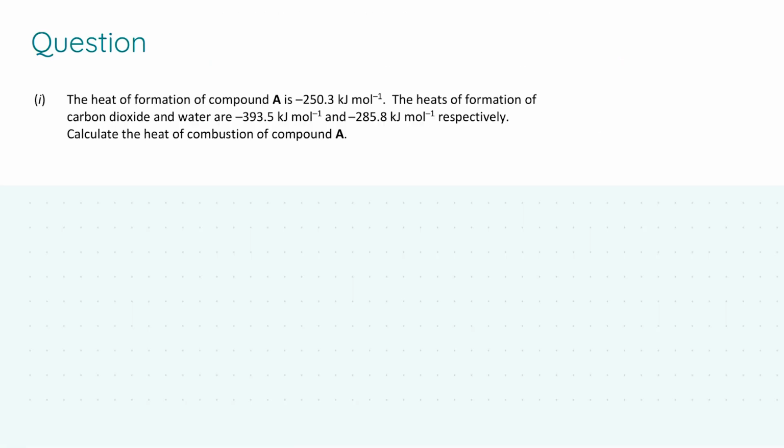In part I, we're told that the heat of formation of compound A is negative 250.3 kilojoules per mole. The heat of formation of carbon dioxide and water are respectively negative 393.5 kilojoules per mole and negative 285.8 kilojoules per mole. So you have to calculate now the heat of combustion of compound A. So there's very much a step-by-step process to do this, and I'll show you now step by step how we do this.